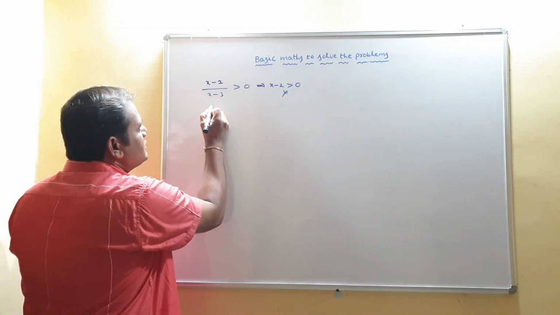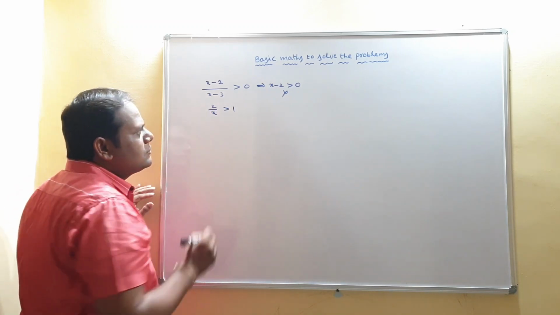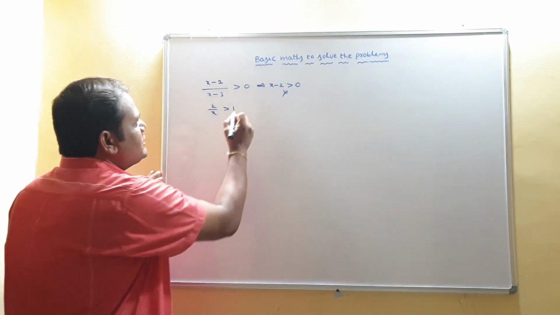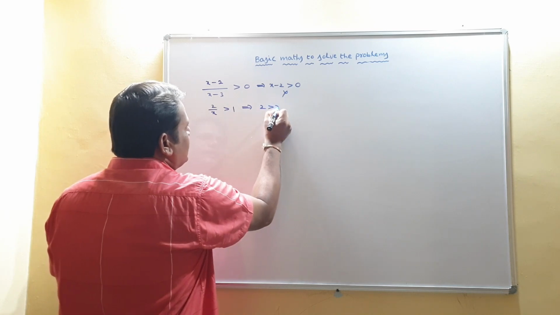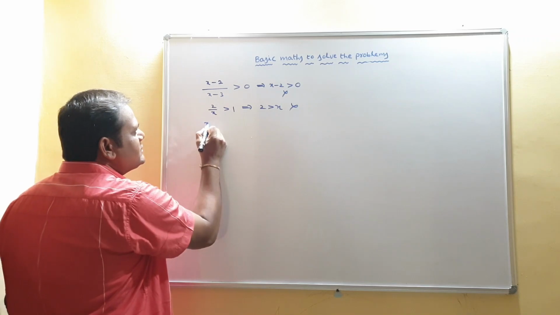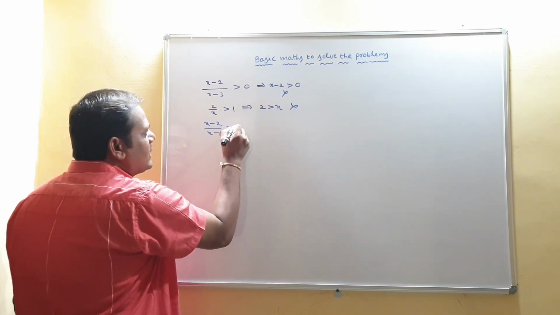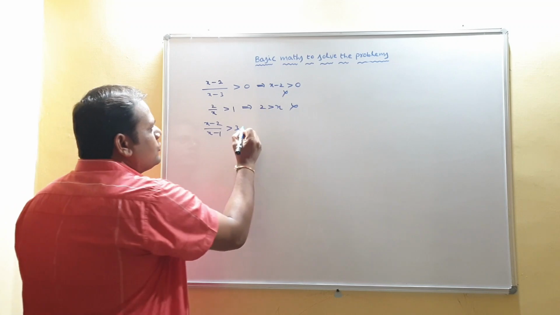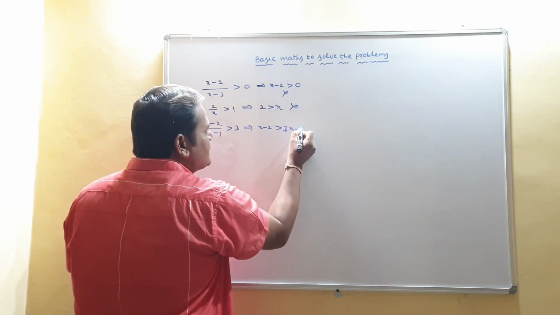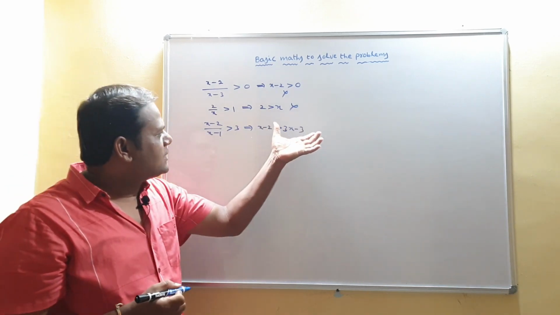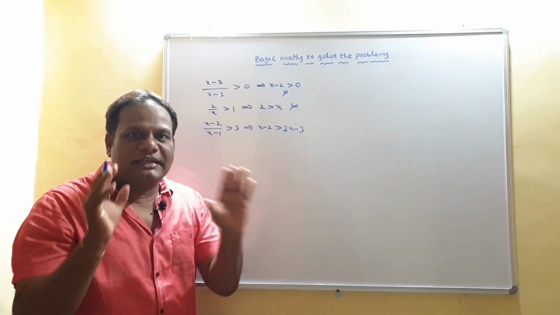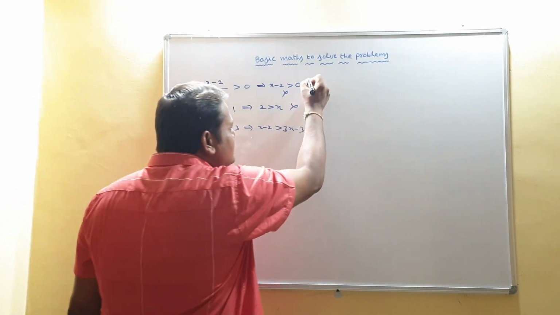Suppose the problem is something like 2 by x greater than 1. While solving one problem, you arrive at this step. Most of the students directly write 2 greater than x. That is not correct. That is wrong. Or suppose it is something like (x minus 2) by (x minus 1) greater than 3. Then most of the students do x minus 2 greater than 3x minus 3. Means they do cross multiplication and try to solve that. So that is not correct. You don't commit such silly mistakes. So here, observe what is happening.